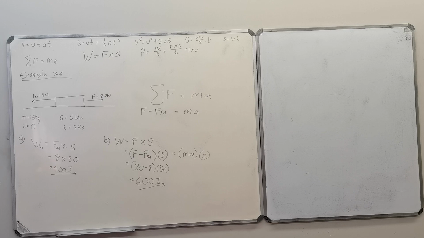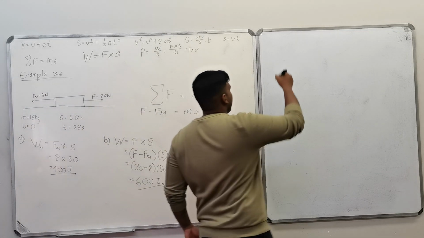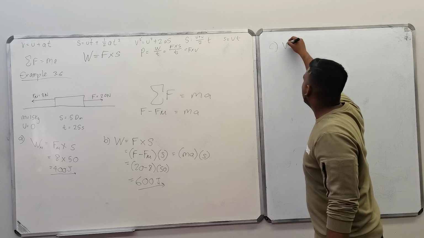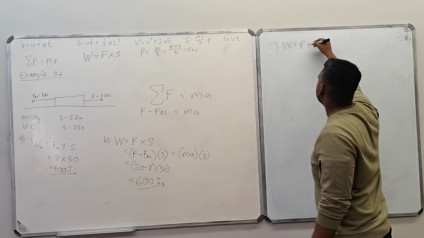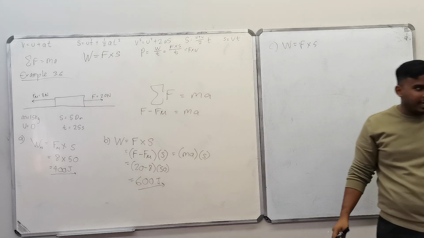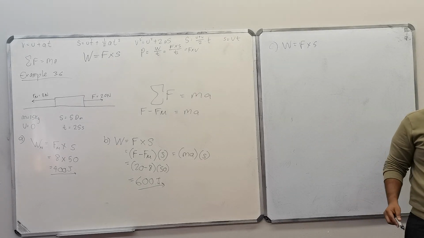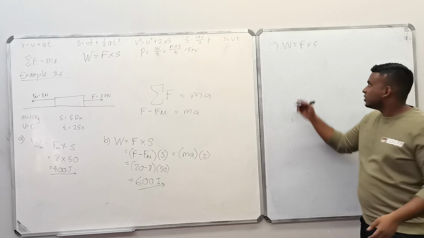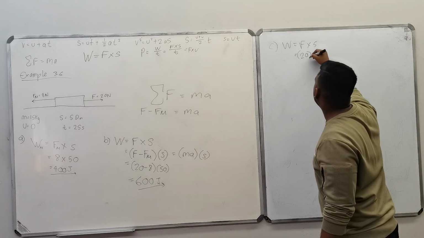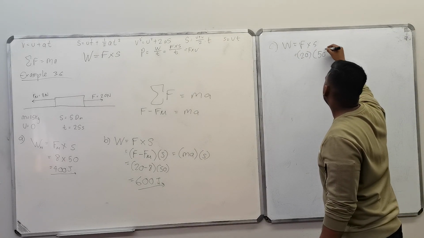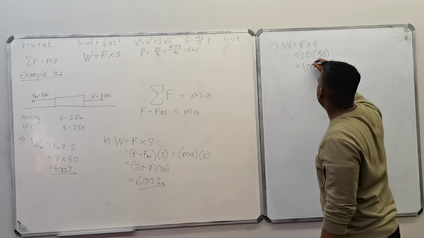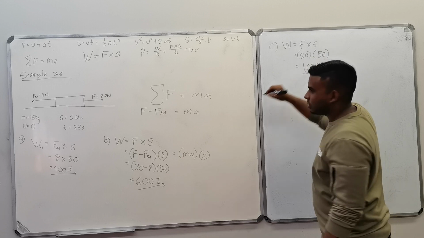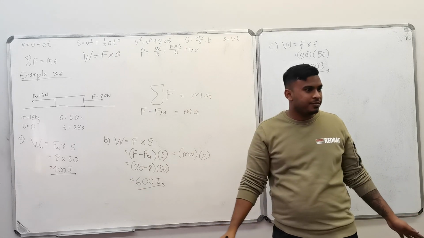Guys, you got it? Number one. Now your total work done will be equal to, work is equal to force times displacement. Your total work done is basically the applied force, which was given to you, which was 20. So this would be equal to 20 times 50, which is equal to 1,000 joules. Is that fine?